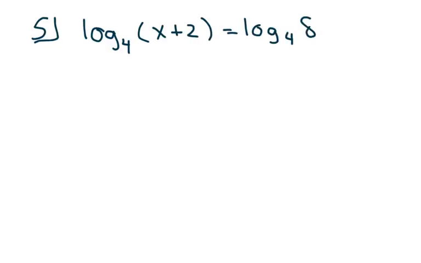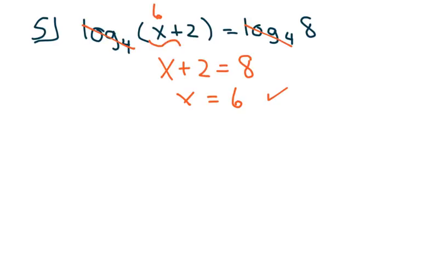And 5 is log base 4 of the quantity x plus 2 equals log base 4 of 8. Since my bases are the same here, I can cancel those out and just solve for x. X plus 2 equals 8, so x equals 6. Now you always want to check this, so you plug 6 back in here, and this quantity in here, this is your total x value, should be bigger than 0, and it is, so my solution set is 6.